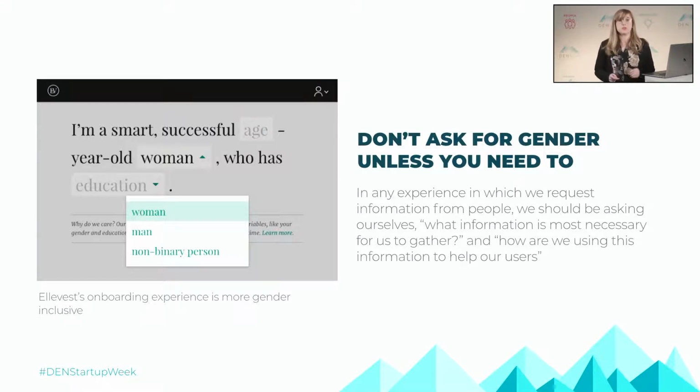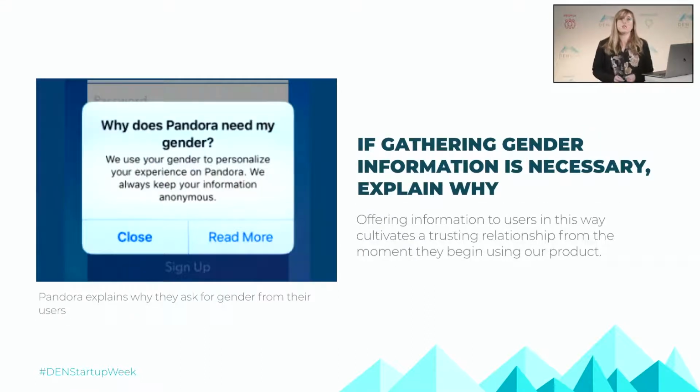When we do ask for gender, it's always good to let users know why. One emerging trend we are seeing is explanatory text associated with form fields. Offering information to users in this way cultivates a trusting relationship from the moment they begin interacting with our product.